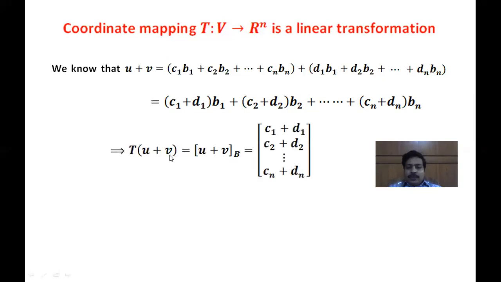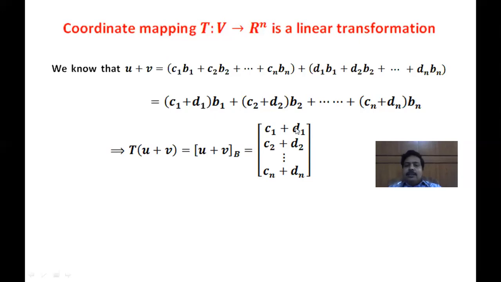Now, T of u plus v, as per the definition, is the B coordinate vector of u plus v. The B coordinate vector of u plus v is nothing but the unique weights used in this relation, maintaining the same order. So c1 plus d1 is the first row entry, c2 plus d2 is the second entry, and so on, cn plus dn will be the nth row entry in this column matrix.